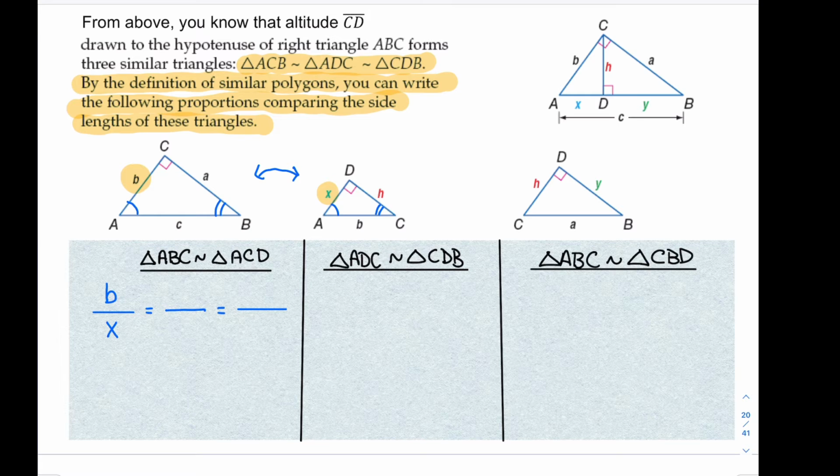Matching the next side, let's see that A matches with H. And again, the reason that they correspond is because they're across from the same marked angle. So we do A over H, and the third set of corresponding sides would be C and B. C over B. So we've set up a bunch of ratios, or three proportions actually, with the sides of the triangles.